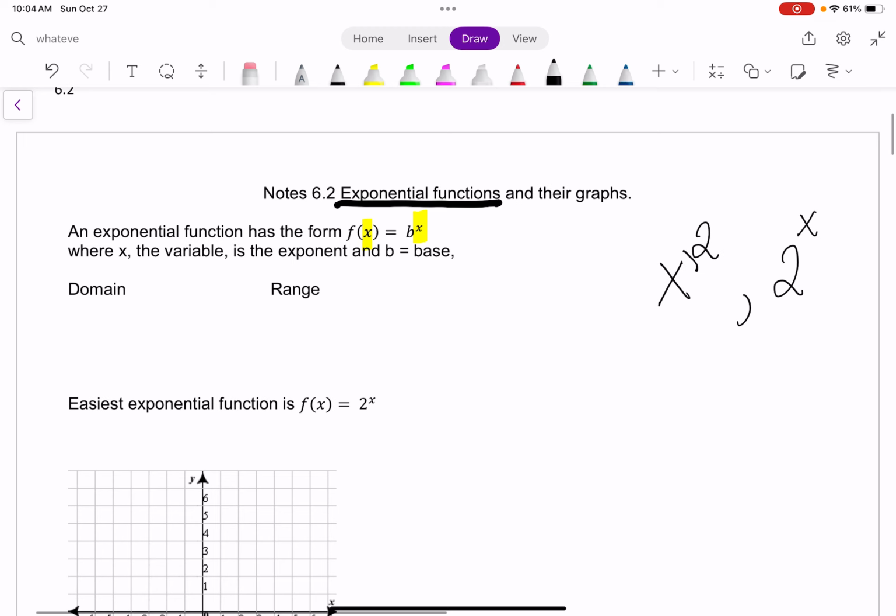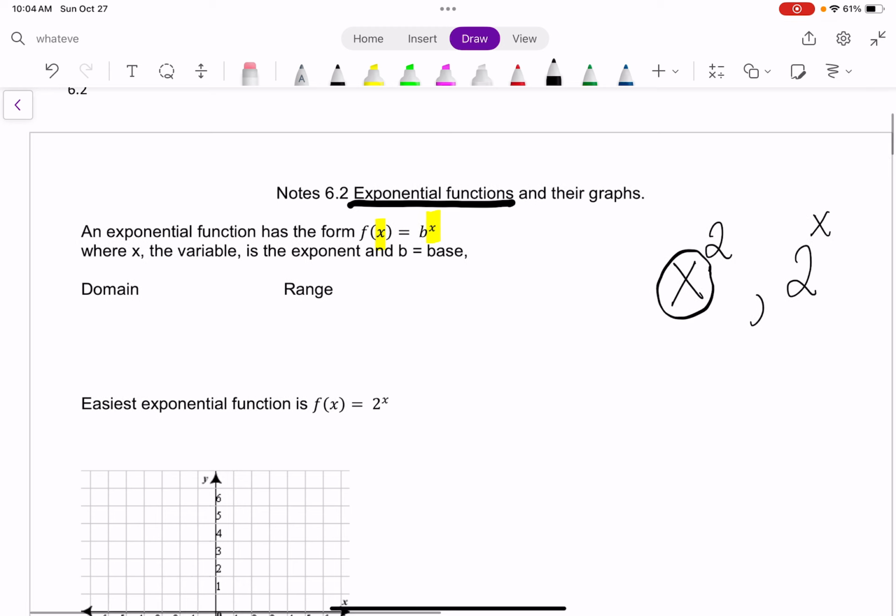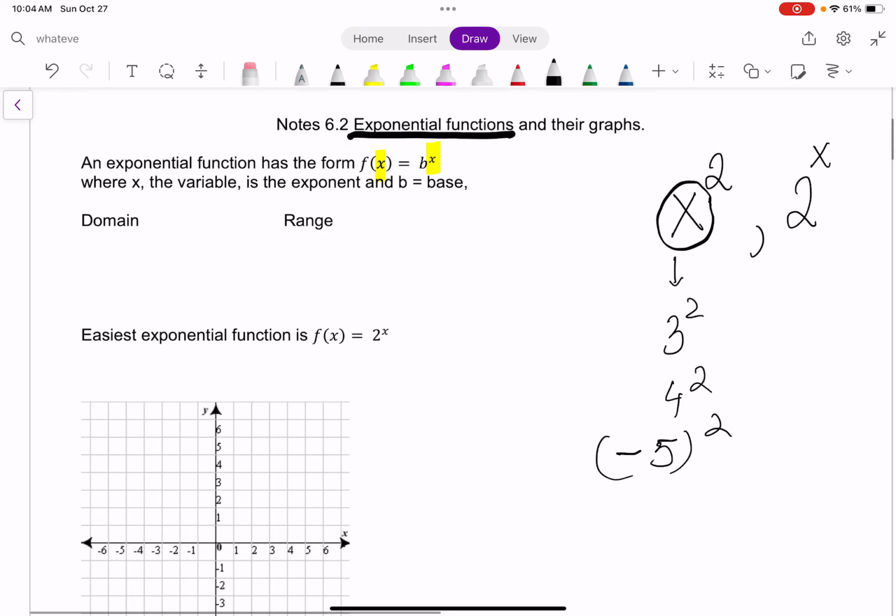In the quadratic function that we were discussing back in chapter 3, what keeps changing is the base. So we keep taking numbers and squaring them every single time. Whatever it is that we're talking about, we're squaring that value. In other words, we multiply it to itself.